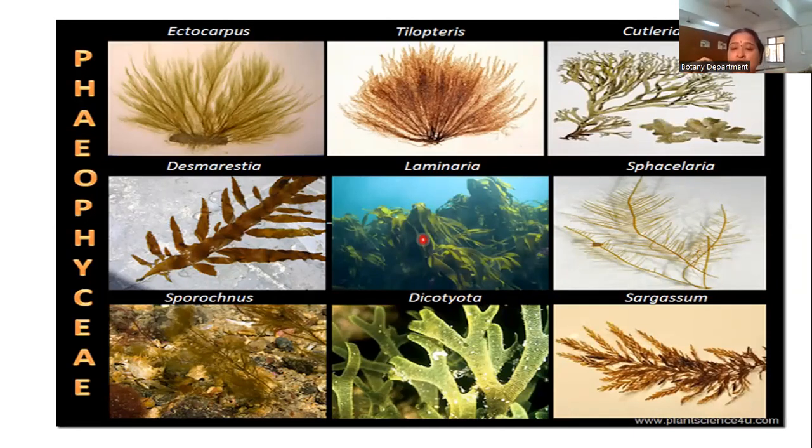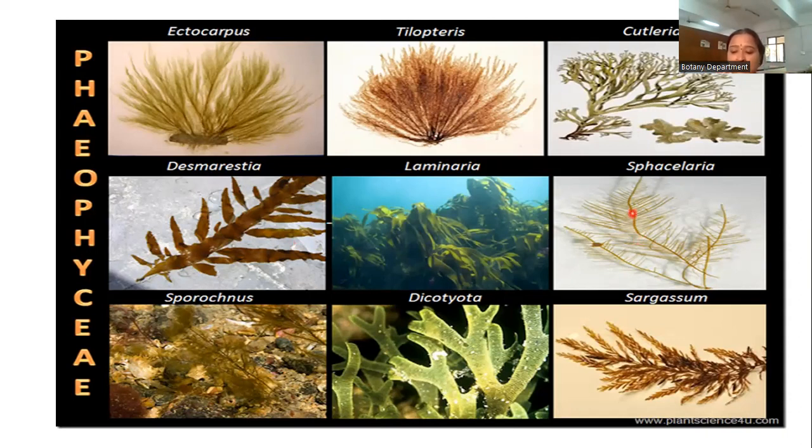Another very important one here is Sargassum. This one is the Sargassum. Members belonging to Dictyotales are found in temperate regions of oceans, where Sargassum is there.